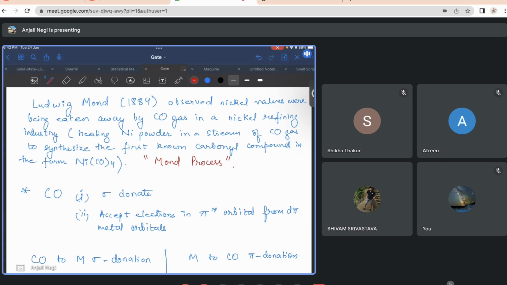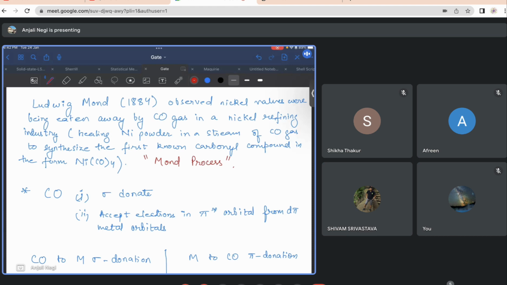So metal carbonyls have a very nice history behind them. Their discovery was done by Ludwig Mond in 1884. He observed in a nickel refining factory that the nickel walls were being eaten away by the CO gas which was used for the nickel refining.